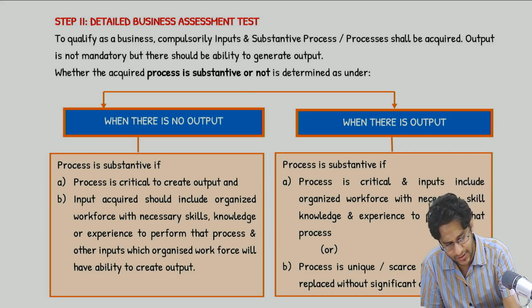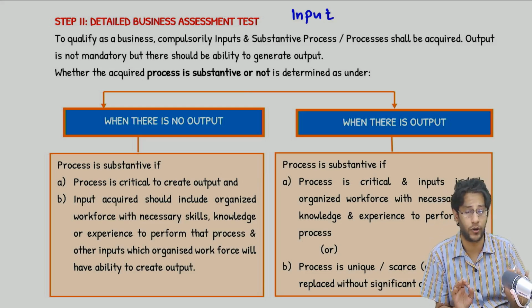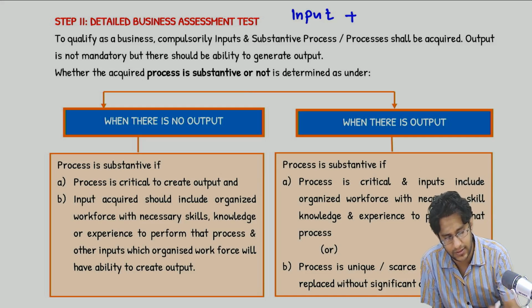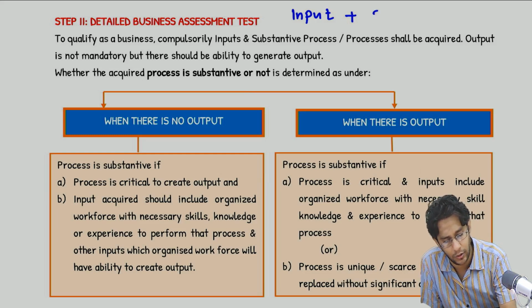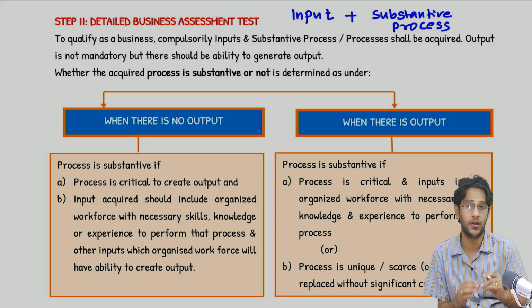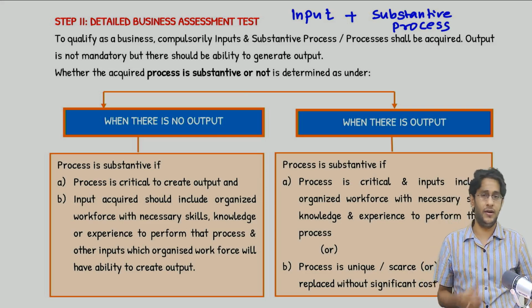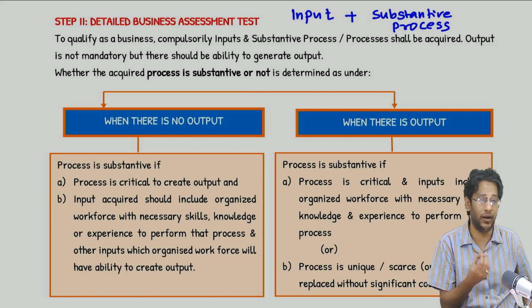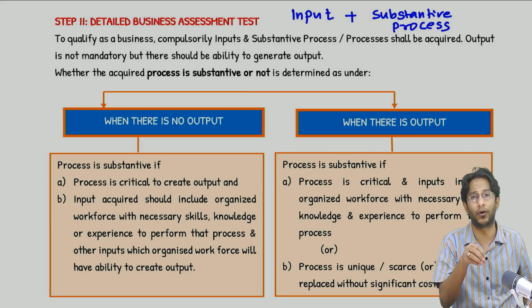Now, in a detailed business assessment test, what he is asking is, in order to qualify as a business, you should acquire input, that is sure. Plus, you should acquire processes. That processes, at least you should have one substantive process. So, any process is not sufficient for us. It should be a substantive process. The word substantive has different meanings like material, important, considerable, impactful, depending on the context where you are using. So, substantive process means an important process should be taken over.